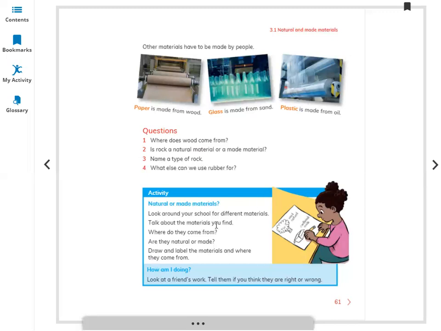Look around your school for different materials. Talk about the materials you find. Where do they come from? Are they natural or made? Draw and label materials and where they come from. So let's see, in our class, we have tables and chairs. The ones that we have are made from iron and plastic. So they are made materials. Tables and chairs are made materials. They are not natural.